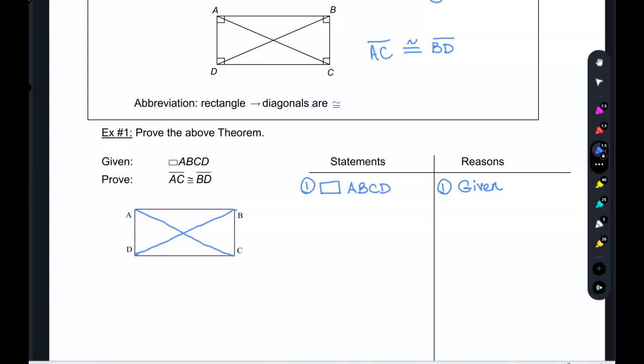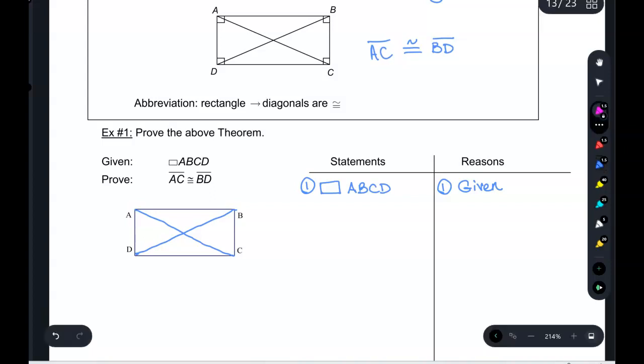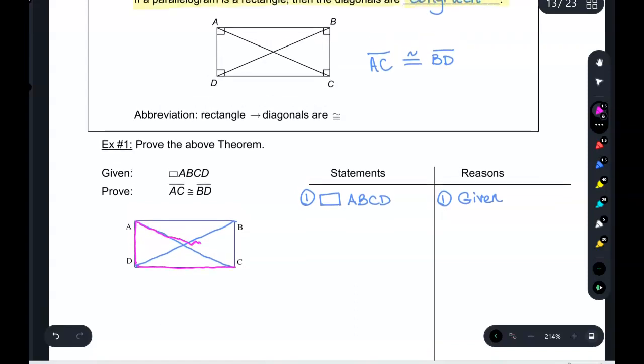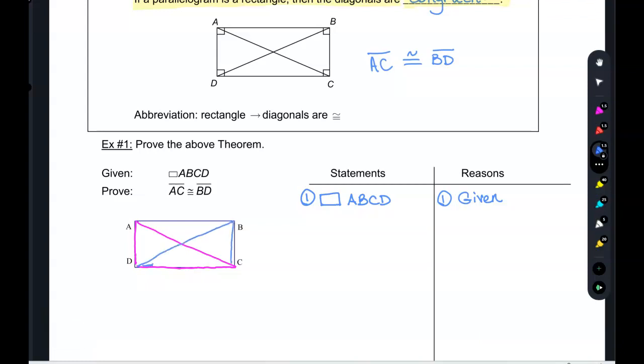Okay, so here's the idea. If we can get this triangle, ADC, congruent to this triangle, do you see how they're overlapping? If we can get this triangle congruent to this triangle, then these 2 sides will be congruent by CPCTC. Make sense? So Eli started out with AD congruent to BC.